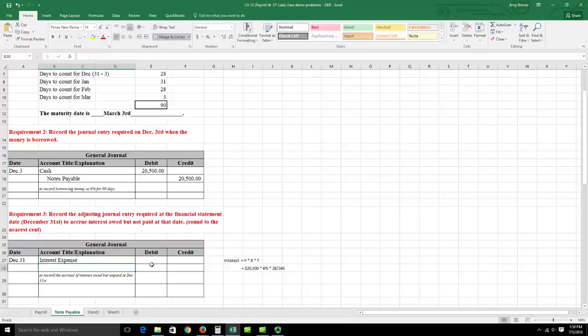So $95.67 is the amount that we calculated, and I have to show that I owe this. So I have to record some type of payable. Anytime we owe money, it's always some type of payable. In this case, it's interest that we owe, so we're going to call it interest payable.